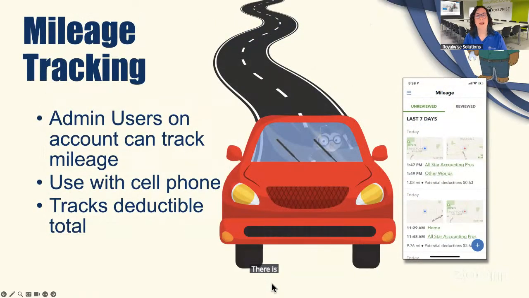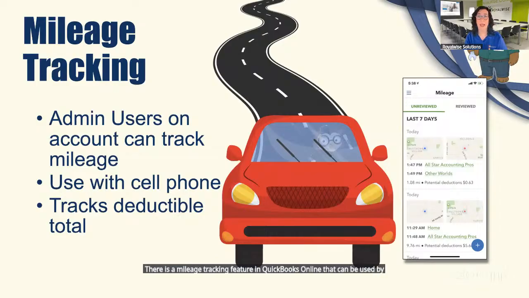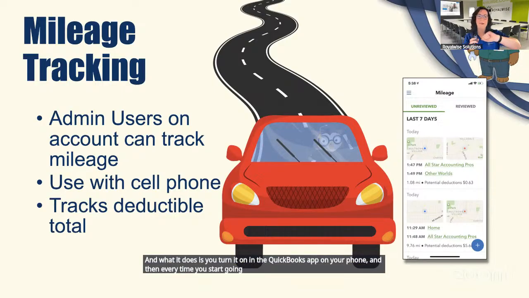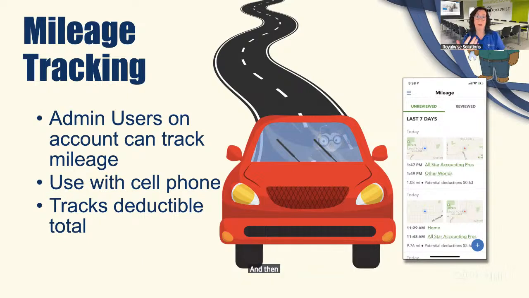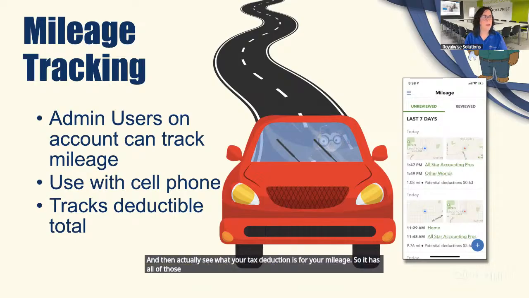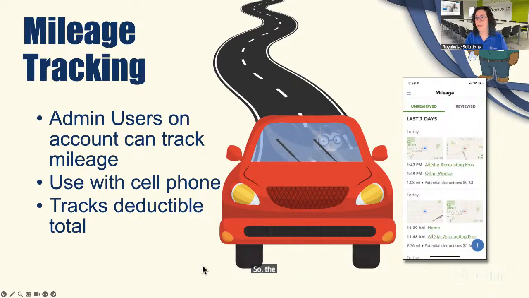There is a mileage tracking feature in QuickBooks Online that can be used by company admin and primary admin users. And what it does is you turn it on in the QuickBooks app on your phone. And then every time you start going more than 10 miles an hour, it will start tracking the activity. And then you can classify it. Okay, this was business, this is personal, this is business, this is personal, and then actually see what your tax deduction is for your mileage. So it has all of those reports. So the mileage tracking can be handy.